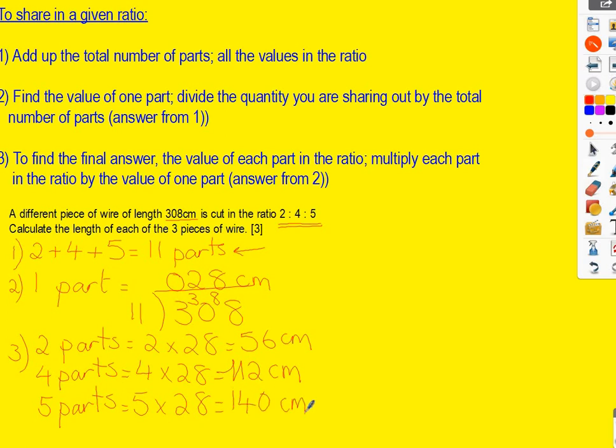Now what you should do when you get to the end of a question is check your answer, adding up the answers for part 3 and making sure they give you what you had to share out in the beginning, which in this case is 308 centimetres of wire. So I'll do my check: I've got 56, 112 and 140. Adding those together, 6 plus 2 is 8, 5 plus 1 is 6, plus the 4 is 10, 0 down, carry the 1, 1 plus 1 plus the 1 you carried is 3, so it gives me 308 as I'd hoped for.